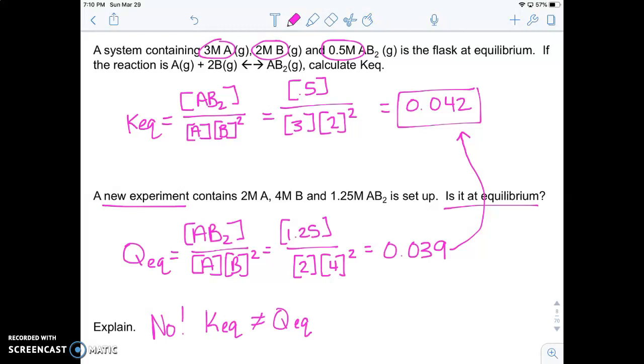Okay, so at this point, guys, I want you to stop here and do page 4 of the worksheet packet, and we're going to get into a little bit more complicated KEQ problems in the next video.